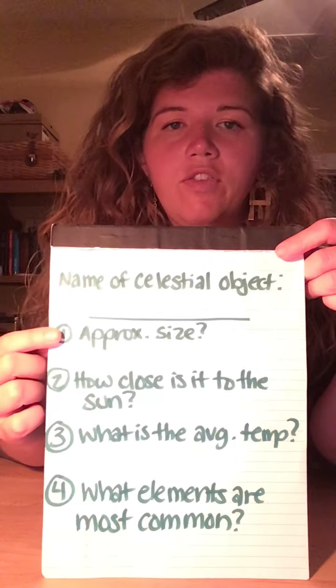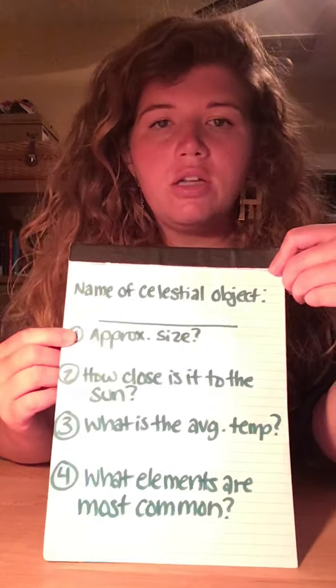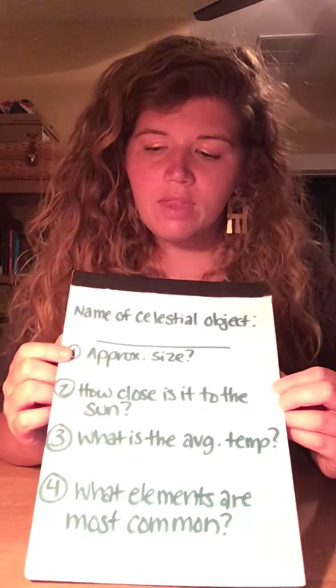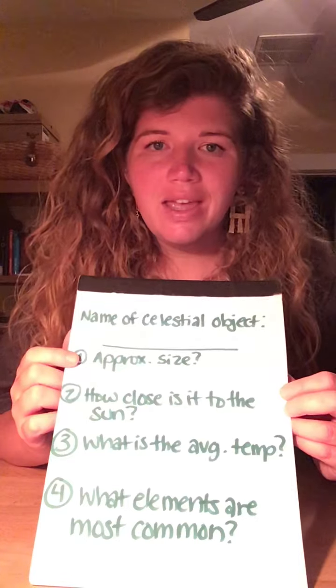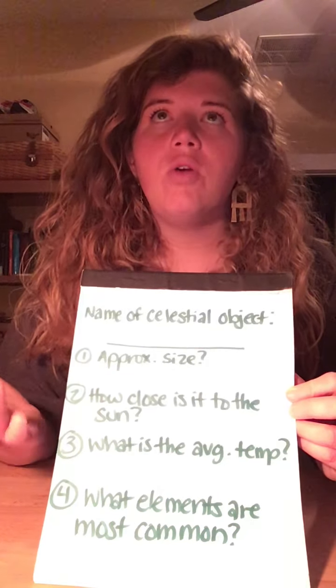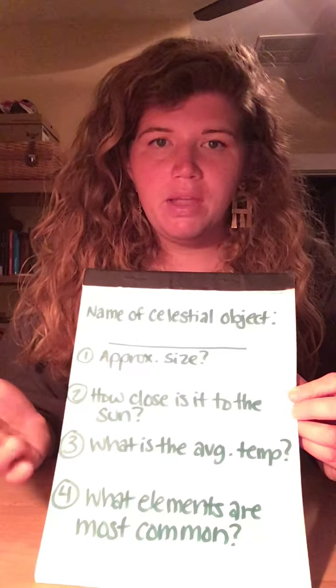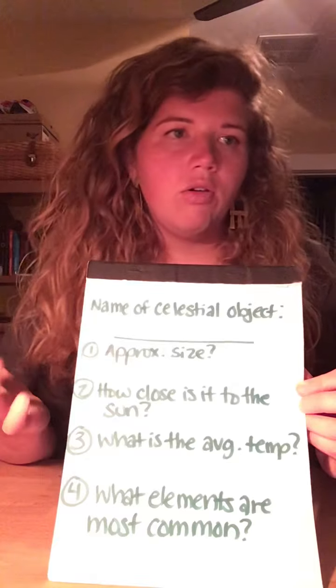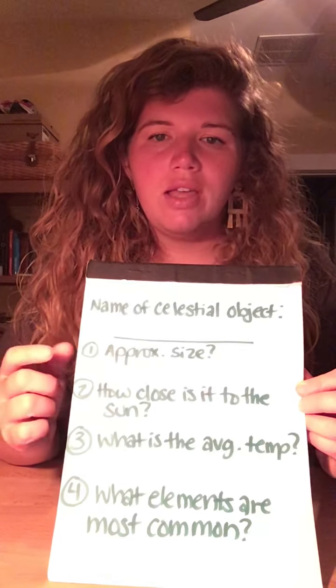And then the very first question that you're going to answer is the approximate size of your celestial object. If you can't get an exact number, that's okay. I mean, honestly, think about it. Can we know the actual size of some of these planets and stars and comets and asteroids, right? If we haven't been to that planet, it's all guesstimations, right?